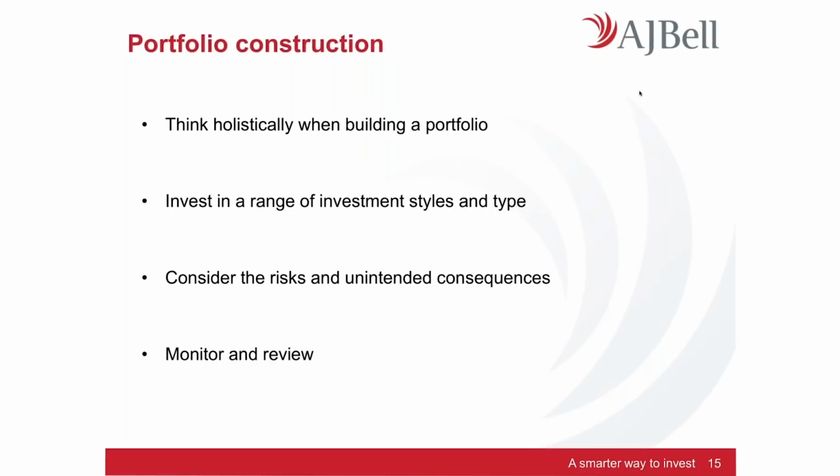So, portfolio construction: think holistically when building a portfolio. Do think of it as one portfolio. Don't try and think of it in isolation. Invest in a range of investment styles and types. The next slide will cover that a little bit more. But when I talk about asset allocation, it's not just about the mix of equities, bonds, cash and property or alternatives. It is also about styles within asset classes. So don't just invest in only low duration type fixed income or just emerging market growth funds. Do try and be diversified by style and type. That is also a form of asset allocation.